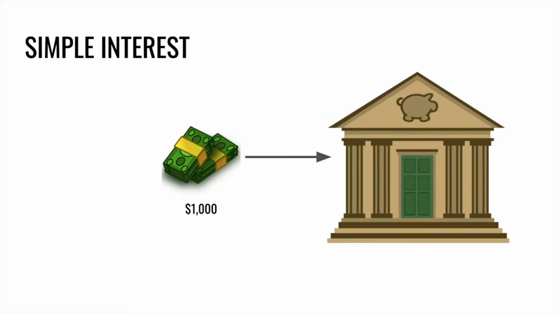Now for simple interest, let's use an example. Let's say that you had $1,000 and you gave it to the bank, and that bank gives you a CD. CD stands for Certificate of Deposit. In other words, you deposit your money with the bank, and then they'll pay you interest in return for you giving them your money. So let's assume they'll pay you 1% interest each year.